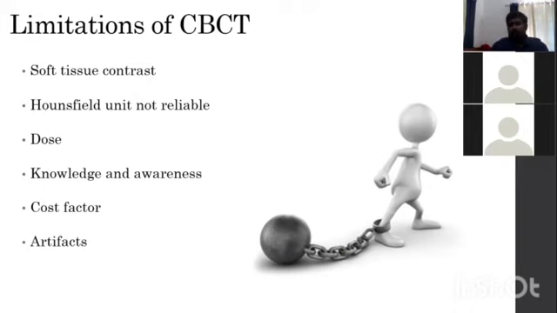And Hounsfield unit is not reliable in CBCT. Actually, Hounsfield unit is also called CT unit or CT number. Hounsfield unit is a quantitative measurement of bone density. Like we can have 1,000 for bone. The Hounsfield unit denotes various structures like fat, fluid, then bone, like that. So CBCT has a somewhat lesser Hounsfield unit reliability than CT machines.